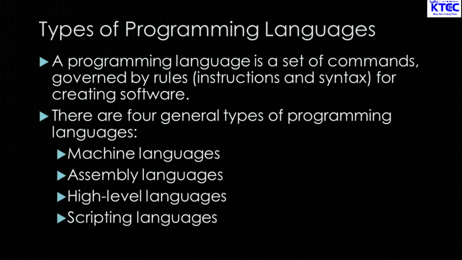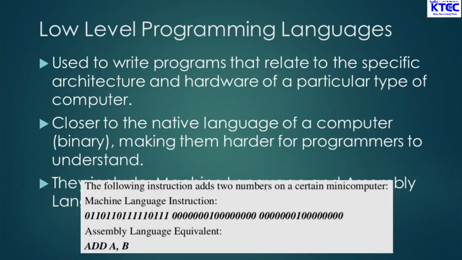We have out there basically four general types of programming languages. The first one, we have the machine languages. The second one, we have the assembly languages. The third one, we have the high-level languages. And then the fourth one, we have the scripting languages. Now, let's look at what they all are. Let's start with the low-level programming languages.